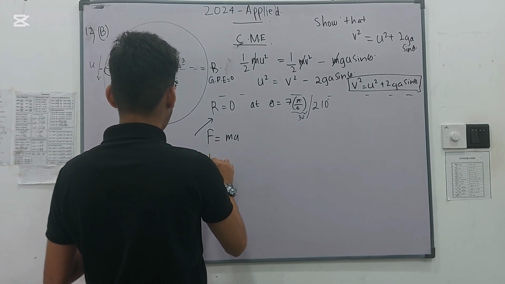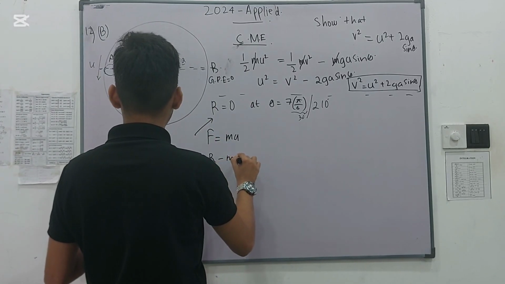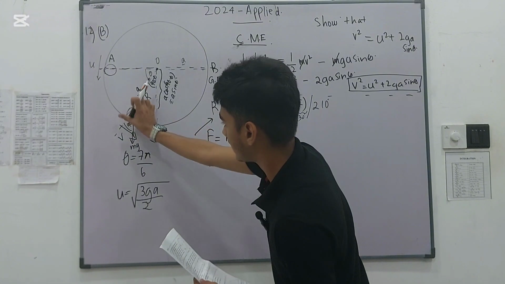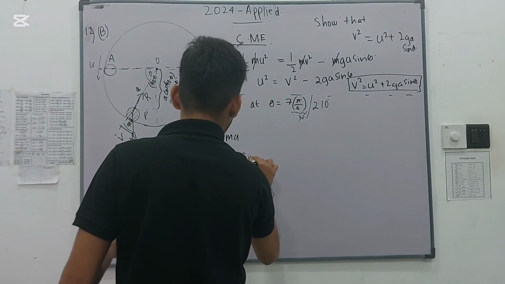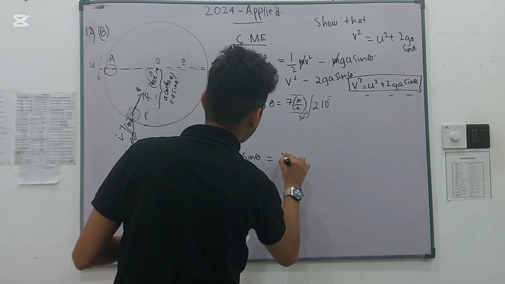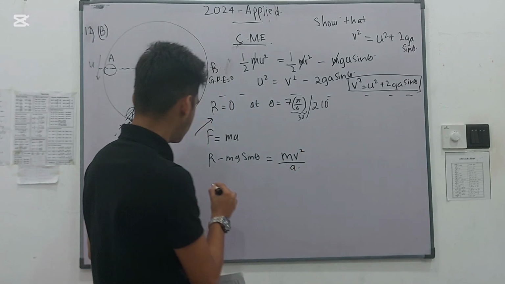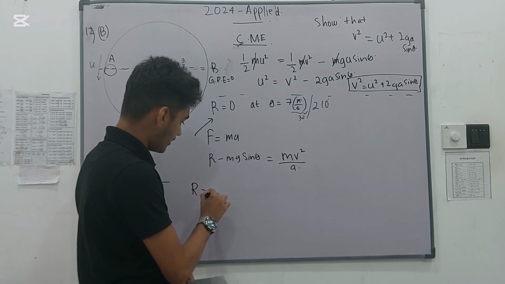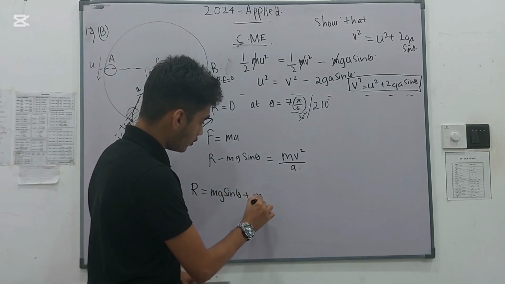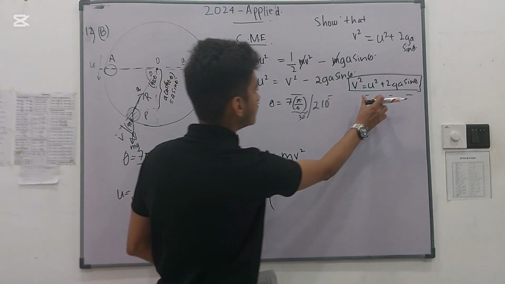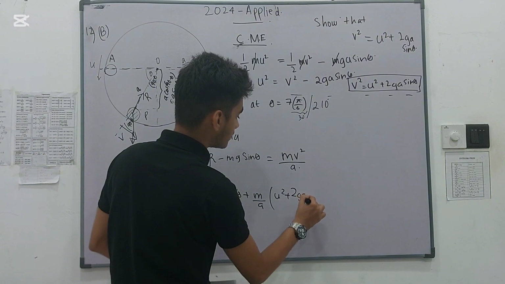We are applying it towards the center. We can say R minus mg cos of 90 minus theta, cos 90 minus theta is sin theta, so R minus mg sin theta, is equal to m v squared over a. So we could say R is equal to mg sin theta plus m over a times v squared. V squared we know: v squared is u squared plus 2ga sin theta.